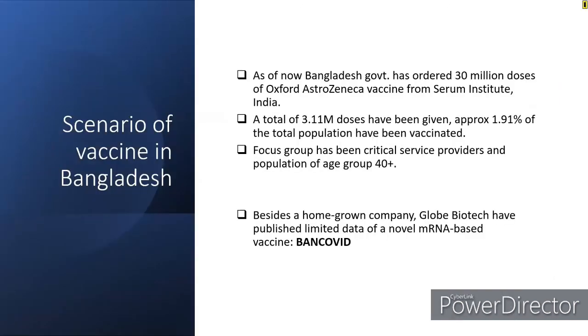Let's have a detailed look at the vaccination situation in Bangladesh. As of today, Bangladesh has vaccinated 3.11 million people, roughly 1.91% of the total population. The vaccine used in this program is the Oxford AstraZeneca vaccine provided by Serum Institute of India. The vaccine provided is a non-replicating viral vector. It is also noteworthy that Ban-COVID, an mRNA-based COVID-19 vaccine made by a local company, Globe BioNTech, has generated some hype, although the vaccine is still in the animal trial phase.